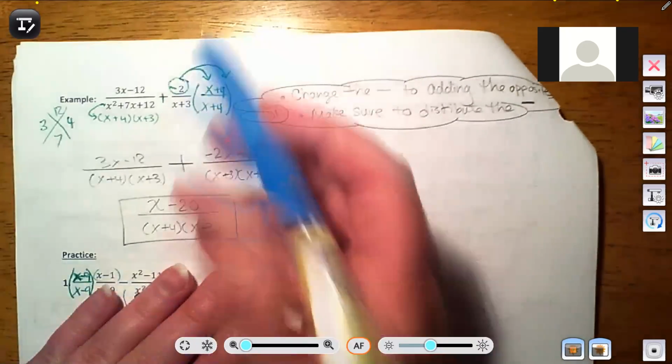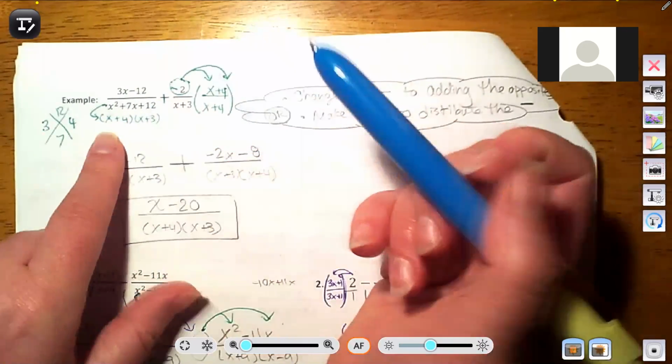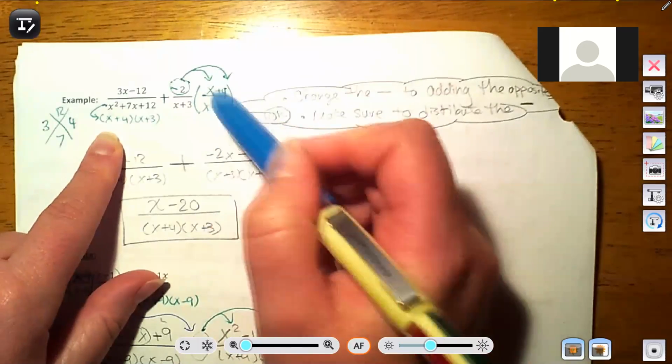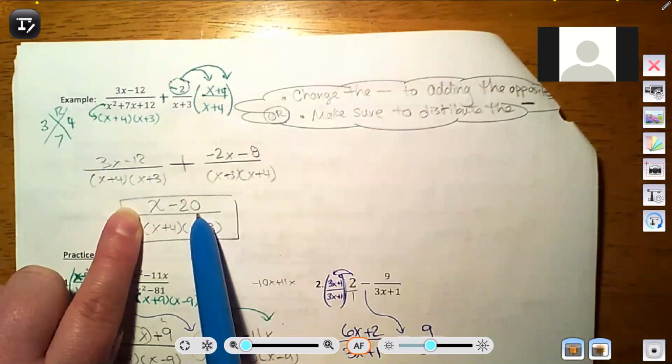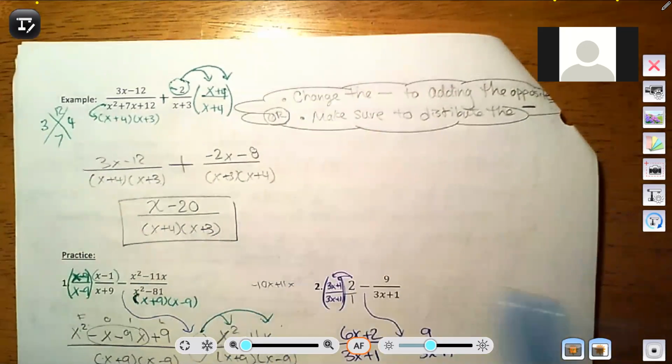All right, so factor the bottom here, the denominator, and I realized I'm missing an x plus 4. Distribute, combine like terms, factor if possible. Nothing canceled, so that was as far as I could go.